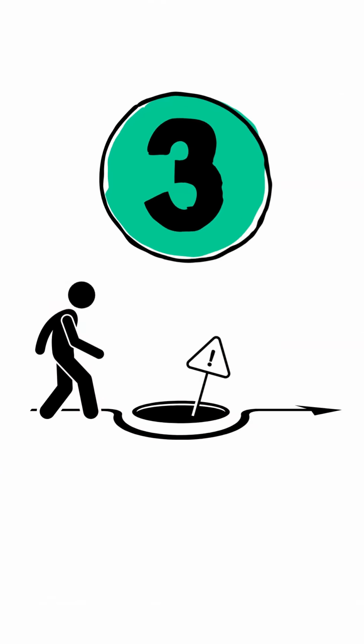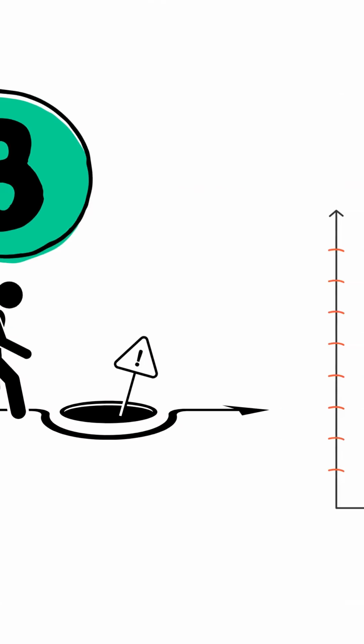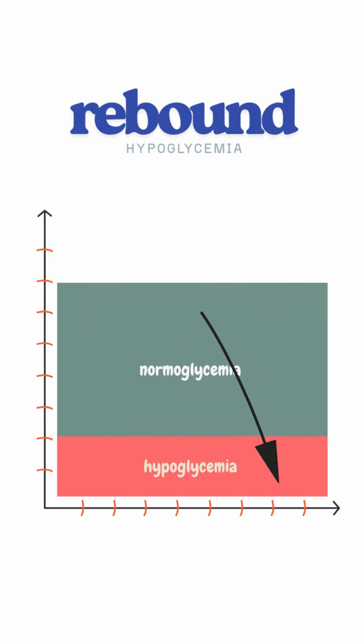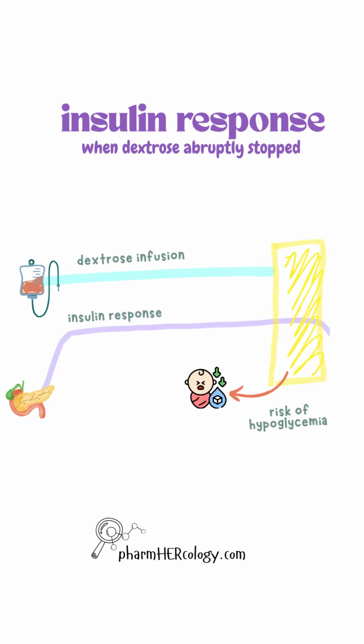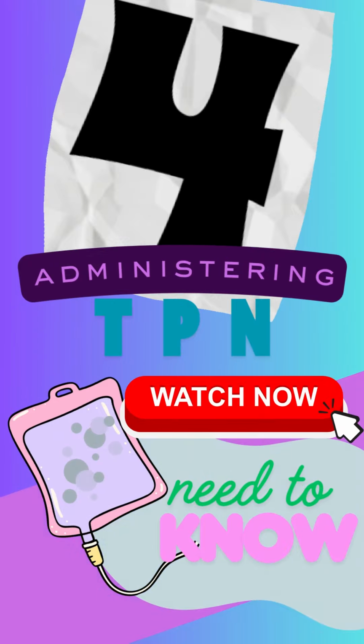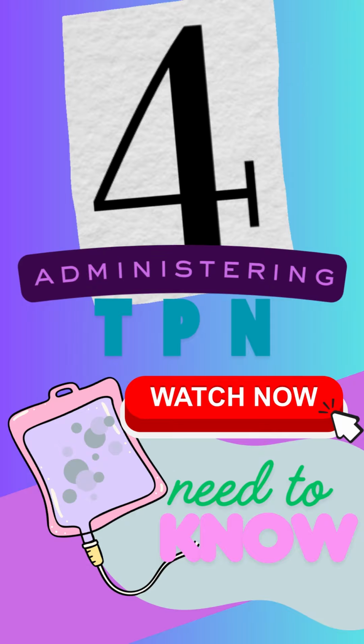There are 3 major pitfalls to avoid when using IV dextrose in neonatal hypoglycemia. First up is rebound hypoglycemia, which can occur when intravenous dextrose is abruptly discontinued. The ratio of insulin to glucose immediately after abrupt discontinuation is so high that it can cause glucose levels to tank. I explained this concept more fully in the video on TPN administration.